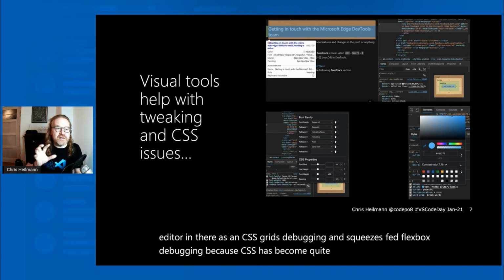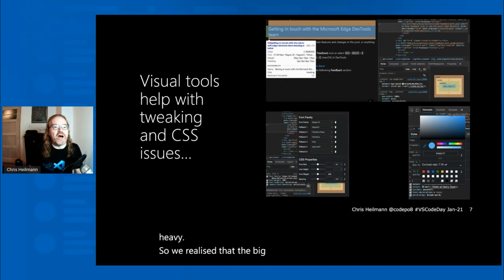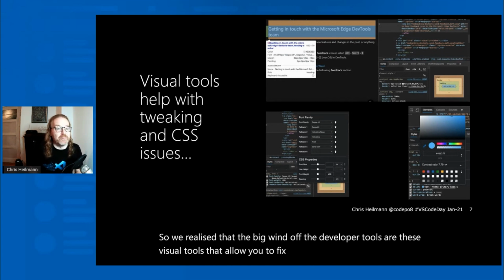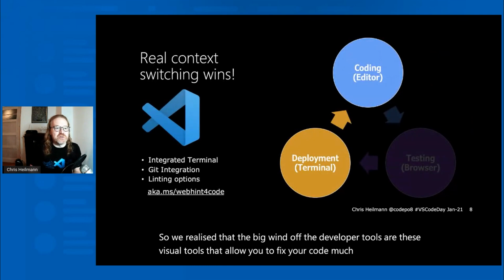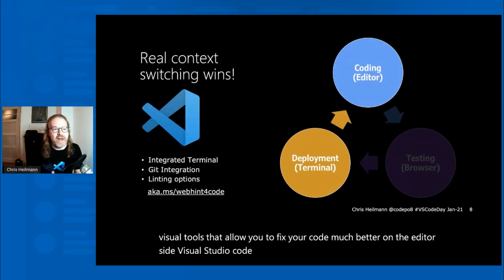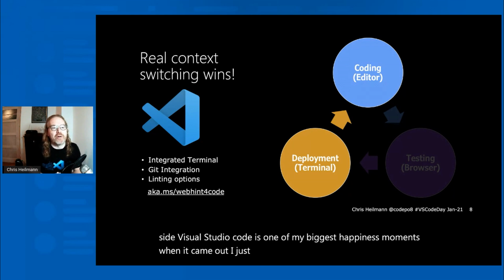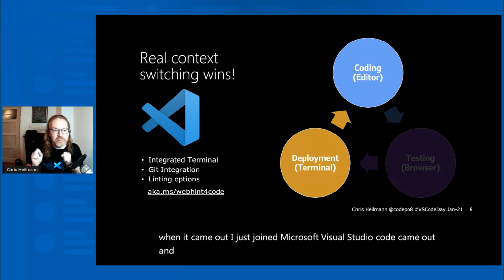So we realized that the big win of the developer tools are these visual tools that allow you to fix your code much better. On the editor side, Visual Studio Code is one of my biggest happiness moments when it came out. I just joined Microsoft when Visual Studio Code came out, and I came from Mozilla, so I was all this open source guy, and I'm like, this is incredible.